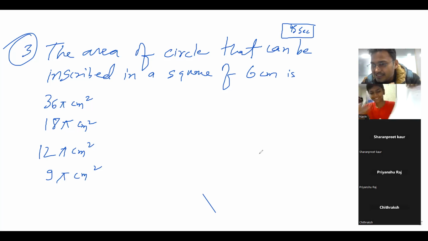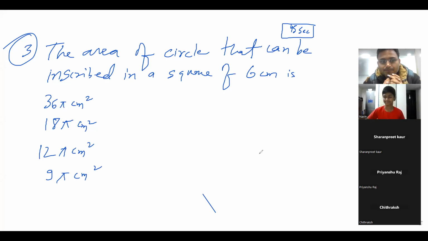The circle is inside the square. The area of a circle that can be inscribed in a square. Fine. In CBSE, they will see your figure and give 1 mark. Sir, 9 pi centimeter square. Who is telling? Me, sir. Priyanshu, show your copy. I want the answer live.